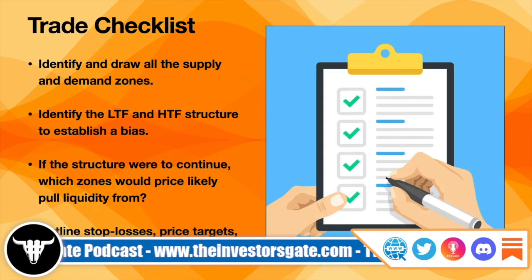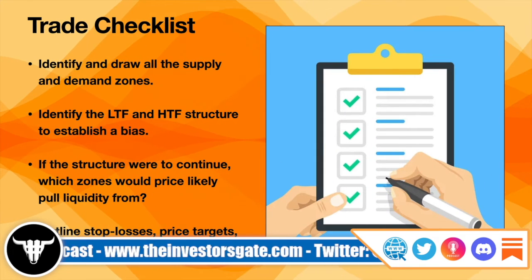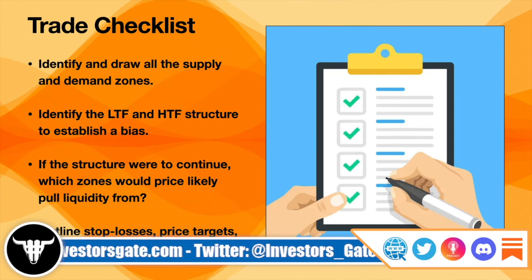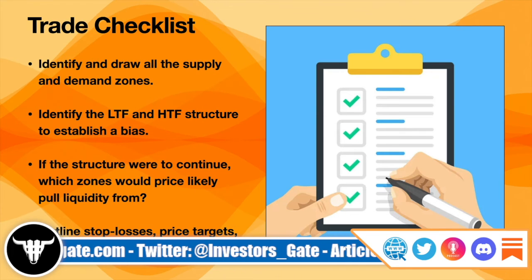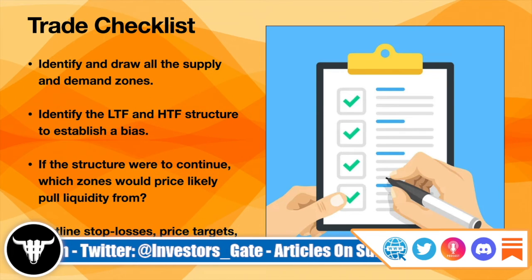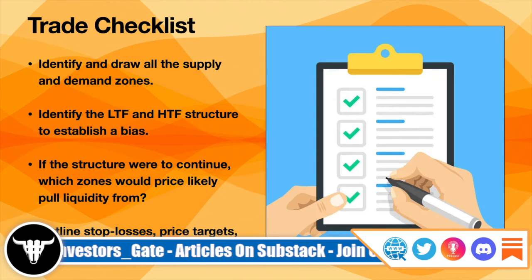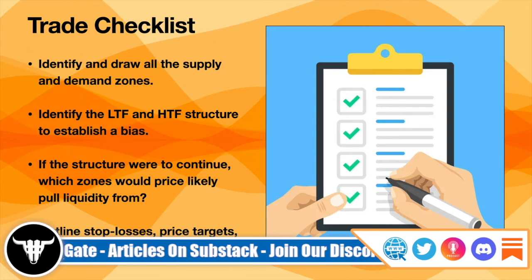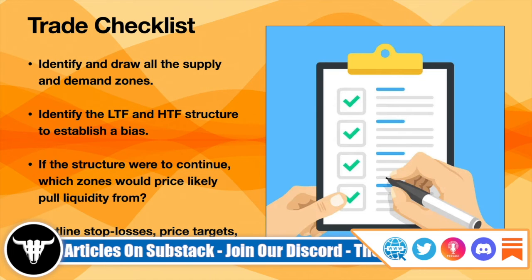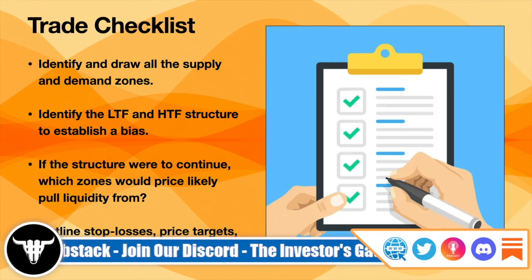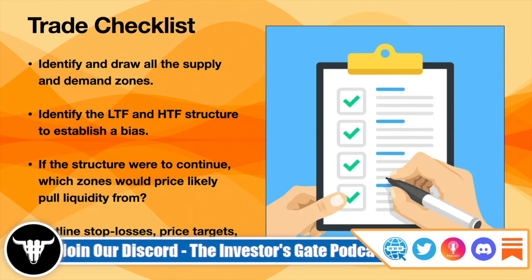All right, so let's recap a little bit. We start off with identifying and drawing all the supply and demand zones. You go through price, you find your zones, you map them out, and then you look to identify the lower time frame and higher time frame structure. It might depend on your personal trading strategy. If you trade 5-minute charts, obviously a higher time frame matters less, but I still think both are important for context to establish an overall bias.